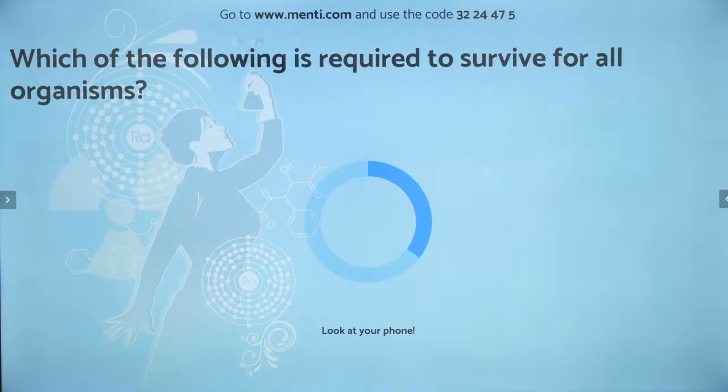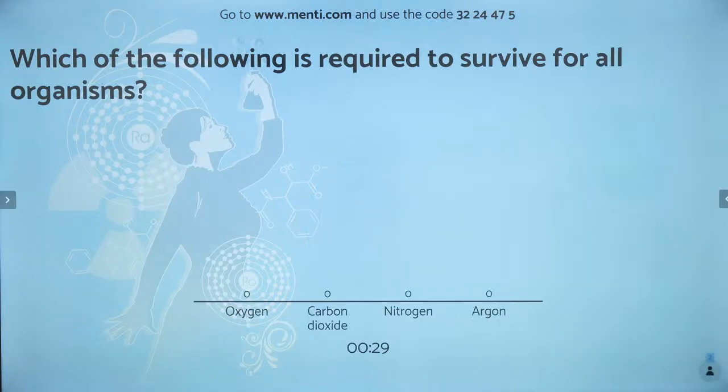Which of the following is required to survive? Oxygen, carbon dioxide, nitrogen or argon? What is the surviving gas? Hi, Samriddhi. You have to go to www.menti.com and use the code 322-4475. Thank you, Prathaini, for saying that.